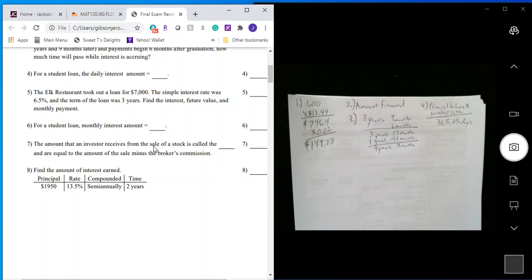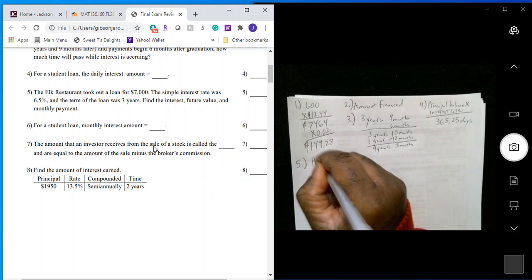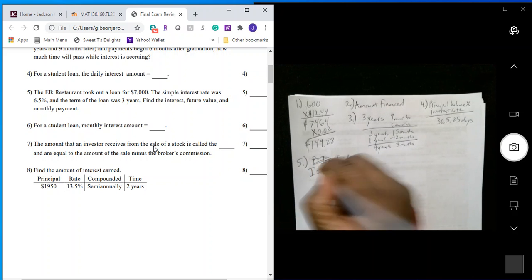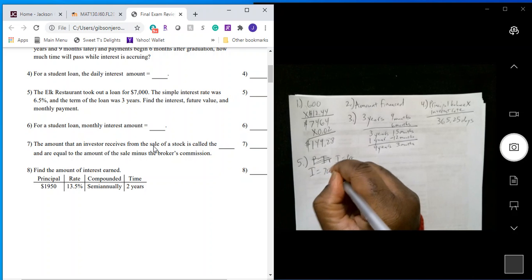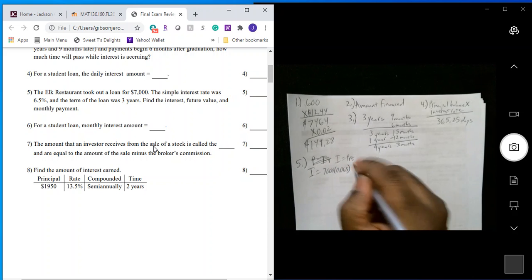Okay, now number 5 says the Elk Restaurant took out a loan for $7,000. The simple interest rate was 6.5%, and the term of the loan was 3 years. Find the interest, future value, and monthly payment. All right, so they want us to find the interest. Now, it's simple interest. So for problem number 5, we know interest is equal to principal times rate times time. So now, the principal here is $7,000. The rate is 6.5%, which is 0.065, and the time is 3 years.